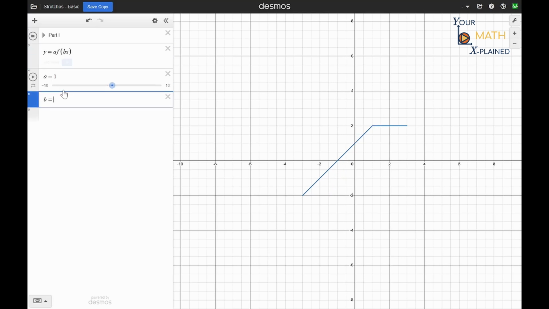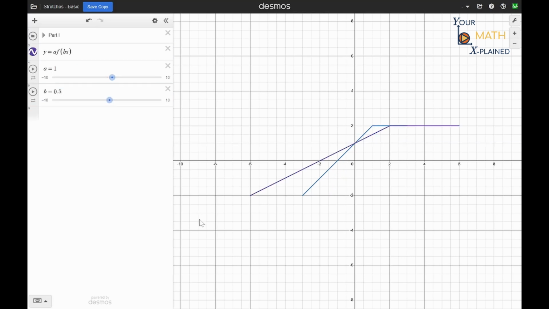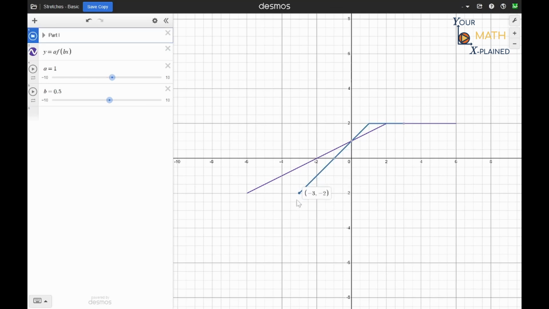Now if we change this b value to 0.5, what it does is it expands the graph horizontally by a factor of 2. So that means originally we ended at x is equal to 3. Now the new graph ends at 6. And then on the left-hand side, instead of it ending at -3, it now ends at -6.